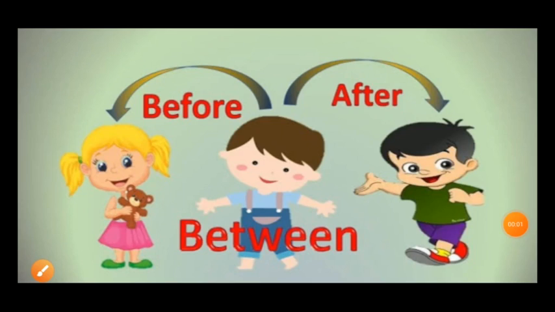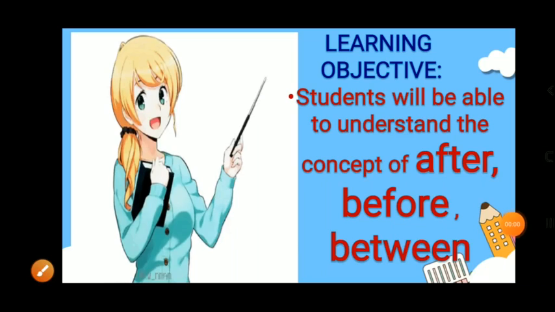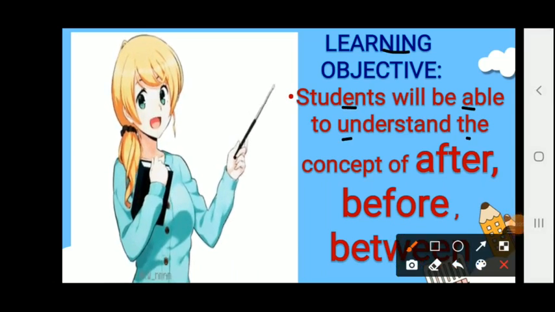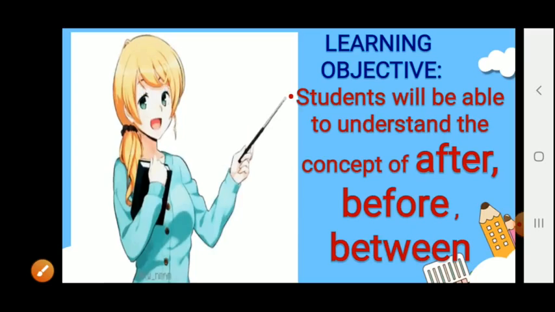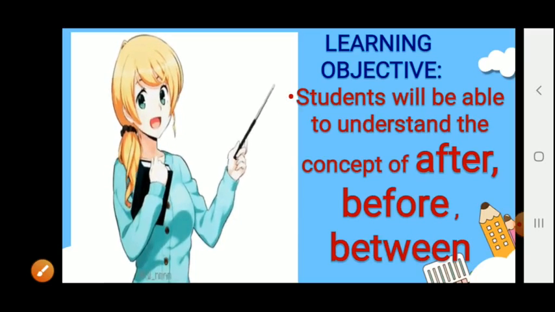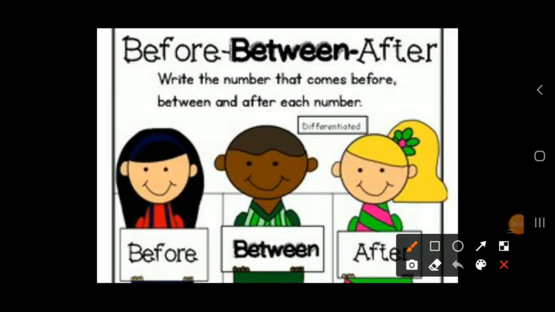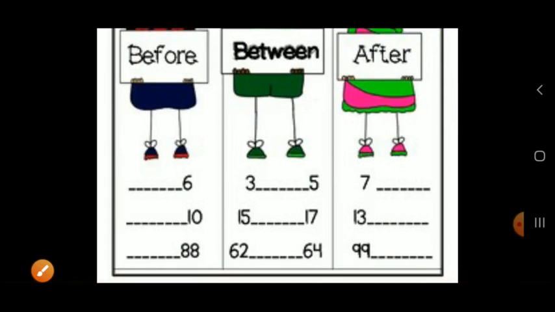So today we are going to learn after, before and between. So the learning objective is students will be able to understand the concept of after, before and between of 2-digit and 3-digit numbers. Now students, let's revise before, between and after of 2-digit numbers. Now here you can see some of the numbers it is given.